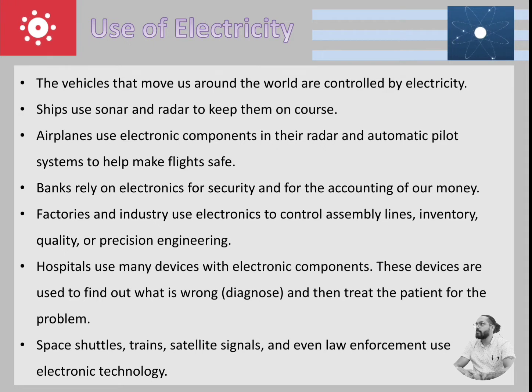Ships use sonar and radar to keep them on course. Airplanes use electronic components in their radar and automatic pilot systems to help make flights safe. Banks rely on electronics for security and for the accounting of our money. Factories and industries use electronics to control assembly lines, inventory, quality or precision engineering.